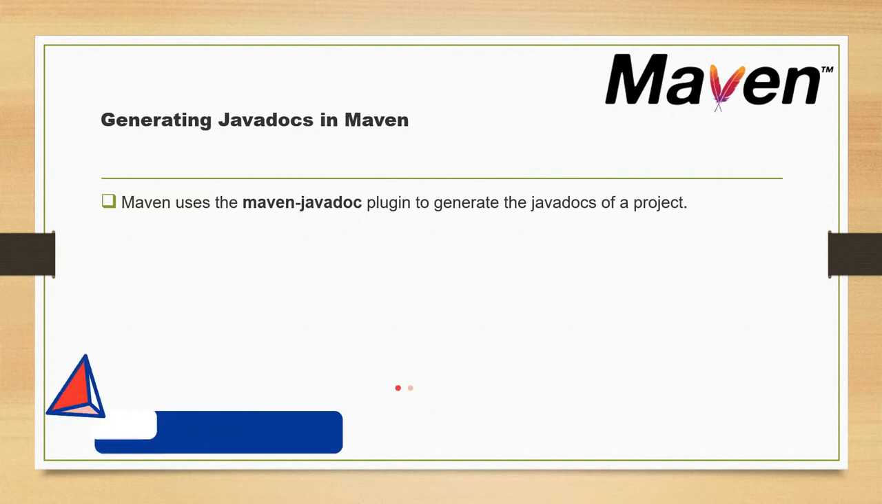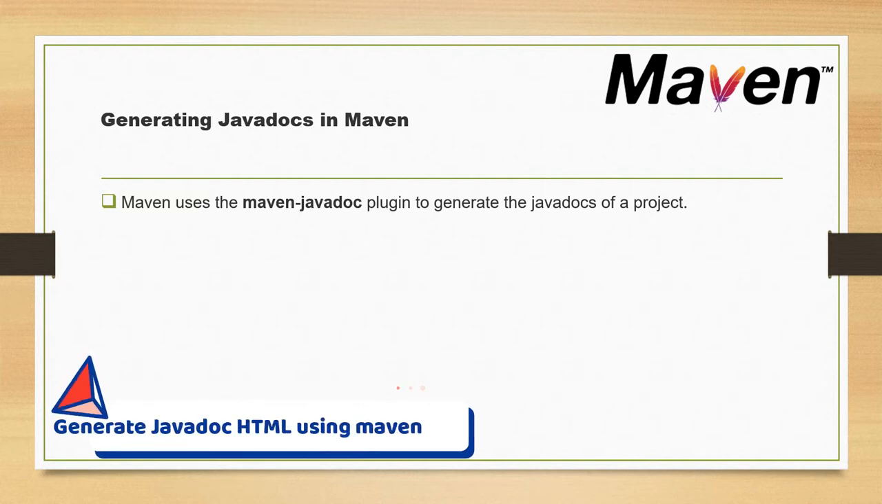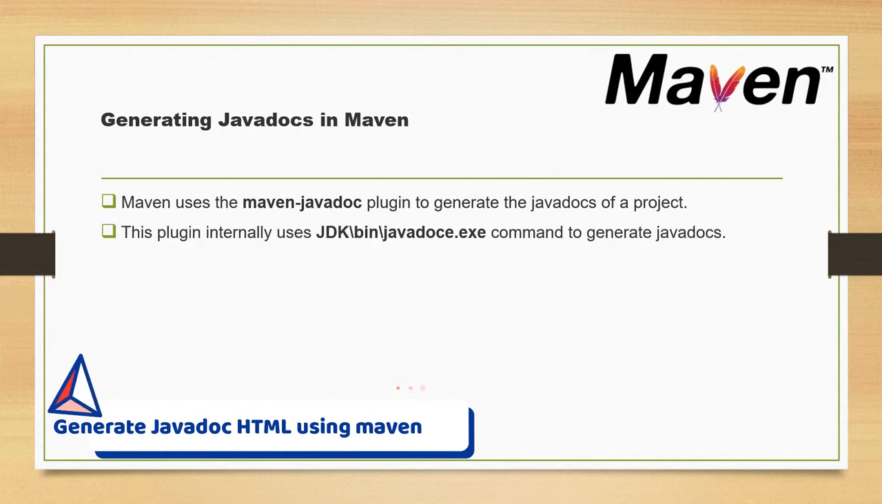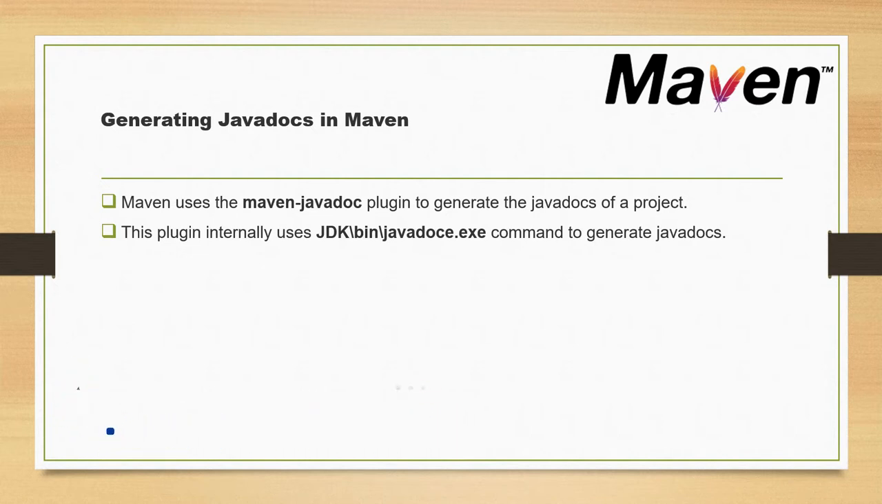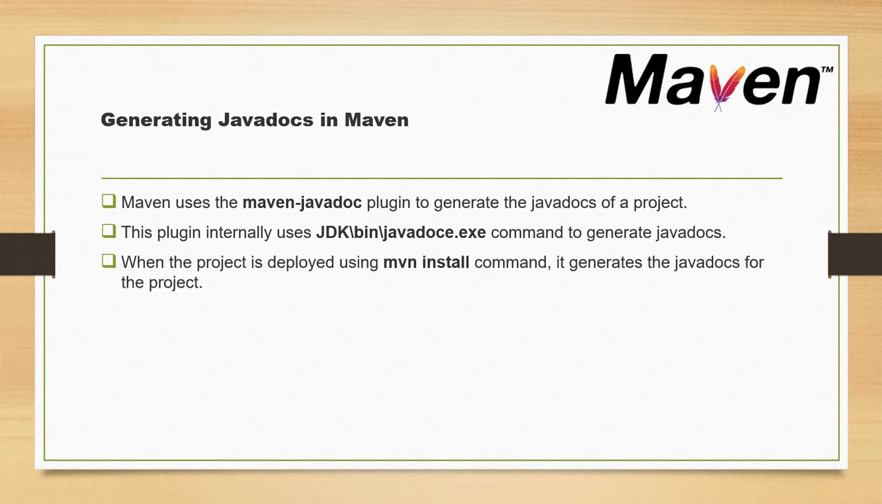Basically, Maven uses the Maven Javadoc plugin to generate the Java docs for a project. This plugin internally uses the JDK javadoc.exe command to generate the Java doc. When the project is deployed using the mvn install, mvn deploy, or mvn package command, it generates the Java doc for the project.